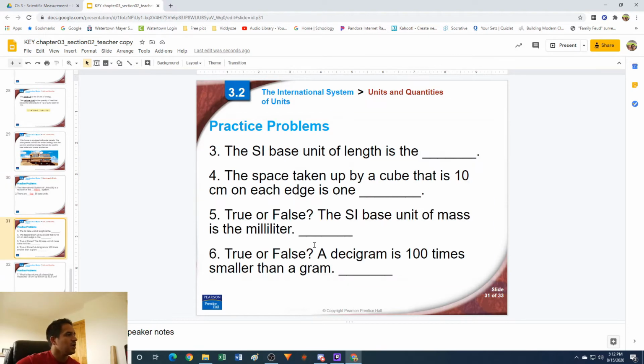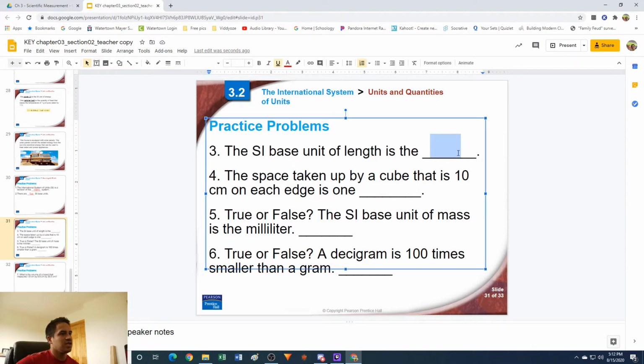So number 3, the SI unit of length is the meter. Again, this is directly from the notes. Number 4, the space taken up by a cube that is 10 centimeters on each edge is 1 blank. So this was in the slide on volume, but the space taken up by a cube that's 10 centimeters by 10 centimeters by 10 centimeters is 1 liter. And I guess we don't need the 1 because it's already written right there.